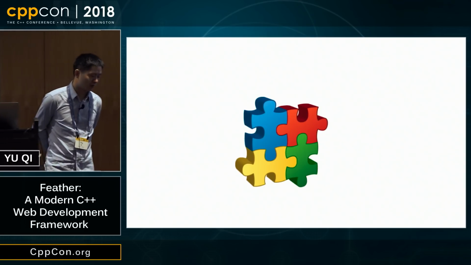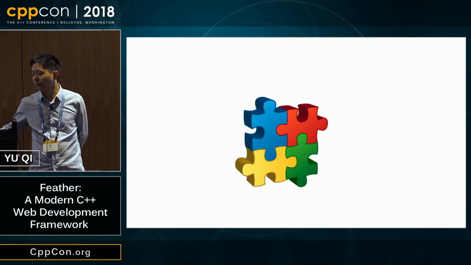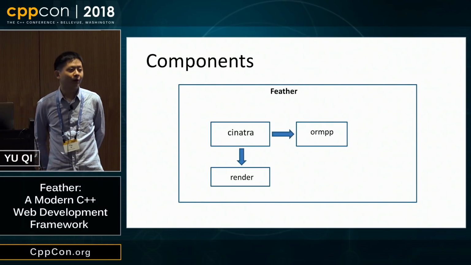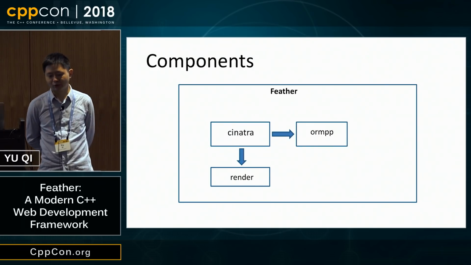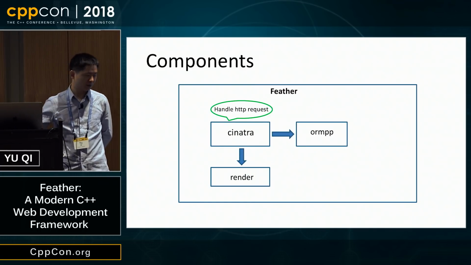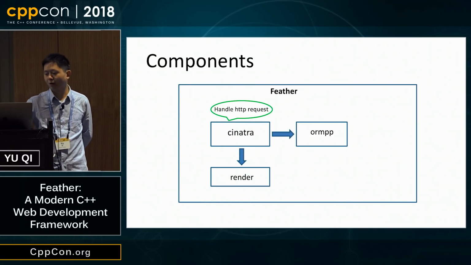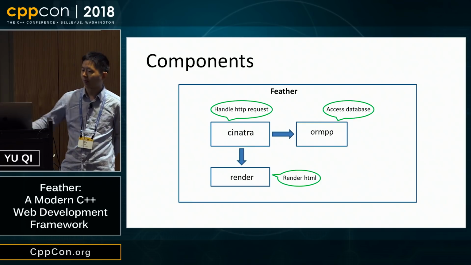Next, I will talk about the details of the web framework. There are three core components of the web framework. Cinatra helps us to deal with HTTP requests. ORMpp helps us to access the database. Render helps us to render HTML pages.